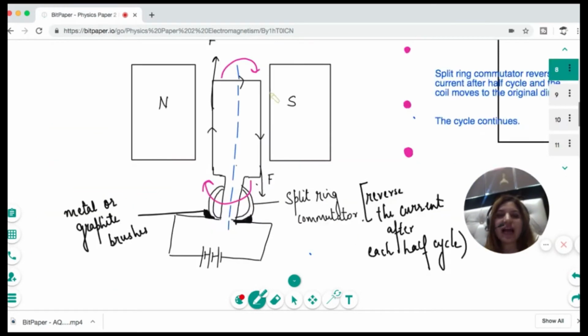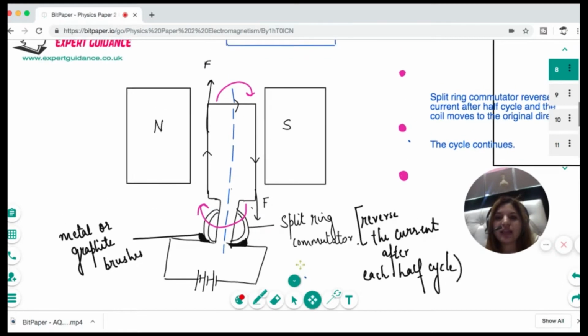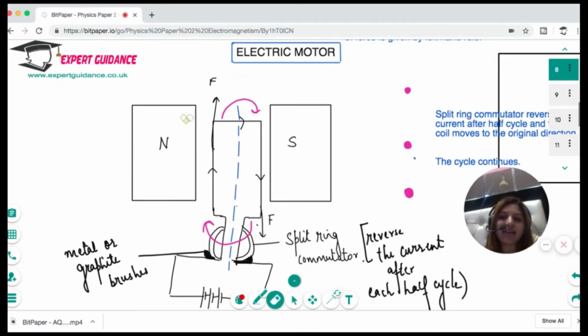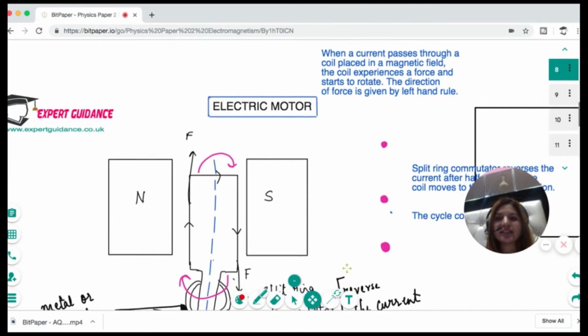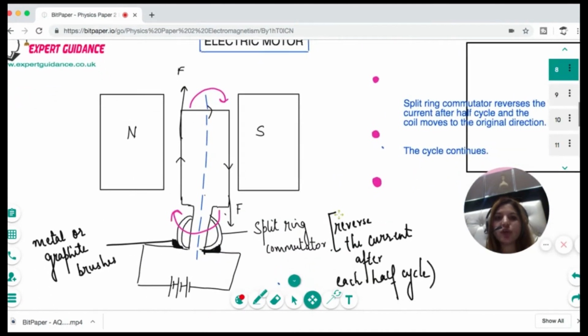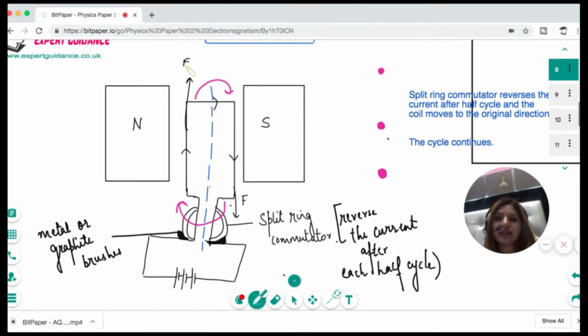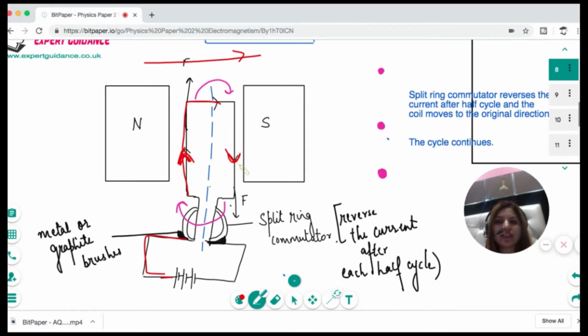Now let's see how the setup of the motor works. Look at this figure. We have a magnet with north and south poles, and you know that the magnetic field is from north to south, so the field lines will be this way. Now you have placed a coil here, and the coil is connected to the split-ring commutators, which have the metal or graphite brushes, and the current passes through it. The current is flowing upwards in this part of the coil and downwards in this part of the coil.